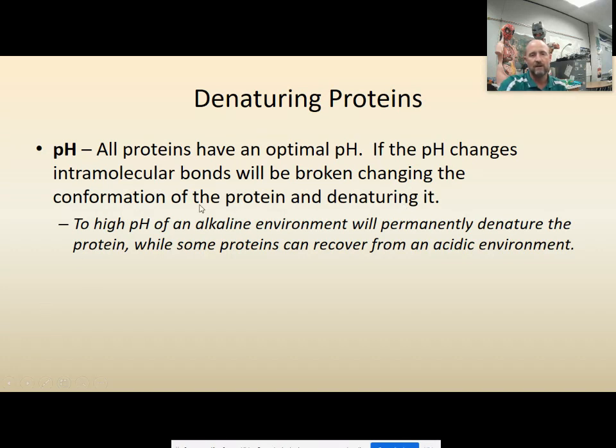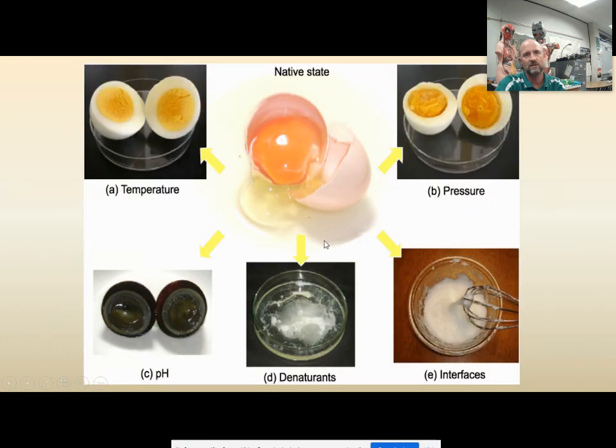An alkaline environment like bleach is really good at killing things because it's really good at denaturing proteins. While in very acidic conditions, sometimes the protein can actually recover as well. So here's just some egg things too. Here's temperature denaturing, which was just done by increasing pressure. And here was just changing the pH. You can see it definitely changed that.